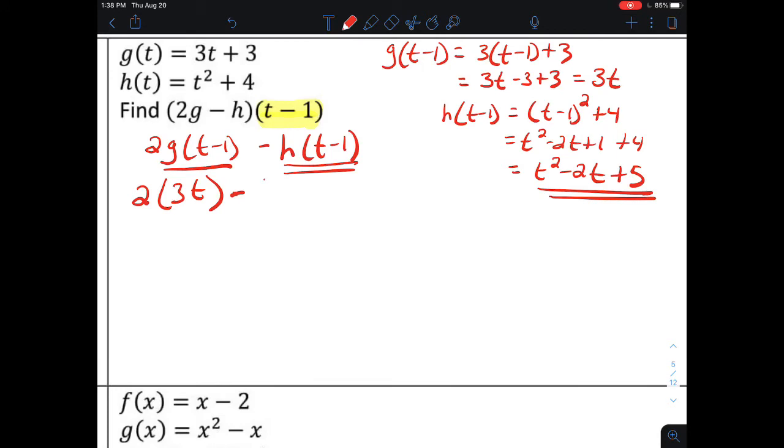Now, when I'm putting this expression for h of t minus 1 in, I need to put it in parentheses so that way I get my signs right. So t squared minus 2t plus 5. And now we simplify from here.